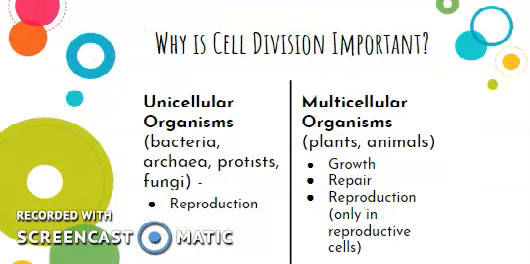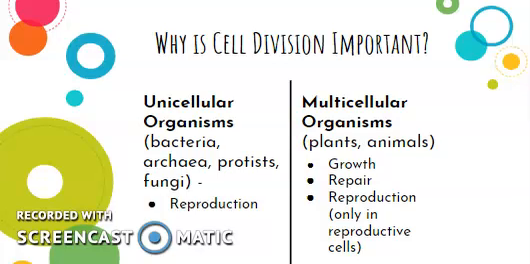Cell division is super, super important. If I'm a unicellular organism, I depend on cell division, mitosis, in order to make a new bacteria cell, in order to make a new protist, a new archaea, or a new fungi. So we call that reproduction. Unicellular organisms use cell division, mitosis, in order to reproduce.